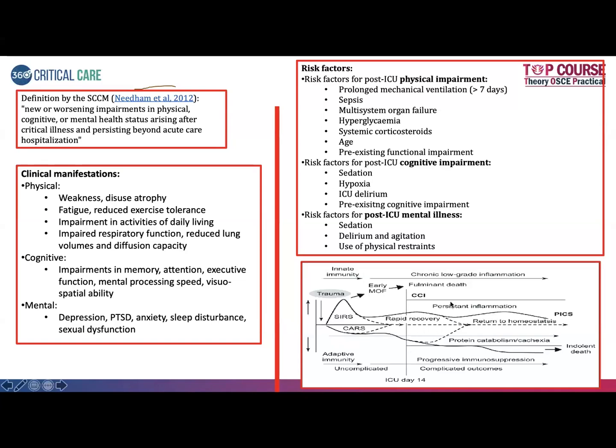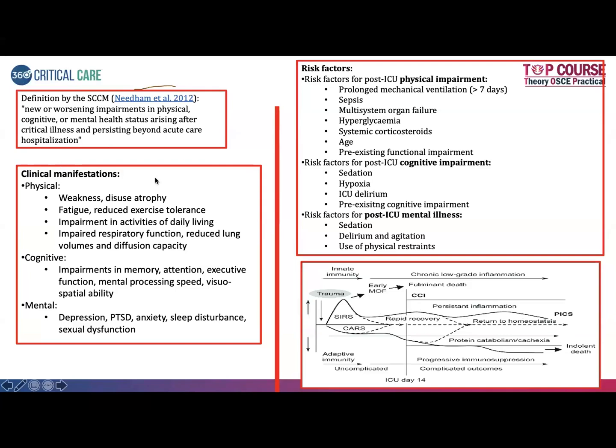So what happens during this persistent inflammation? There is no return to homeostasis. The body becomes cachexic. There is more catabolism and progressive immunosuppression. This affects the patient in the long term without returning to baseline at all, and there is indolent death. So our aims should start not after the patient recovers; they should be targeted even when the patient is in the ICU in the acute phase of critical illness. So we need to be aware of this post-intensive care syndrome.